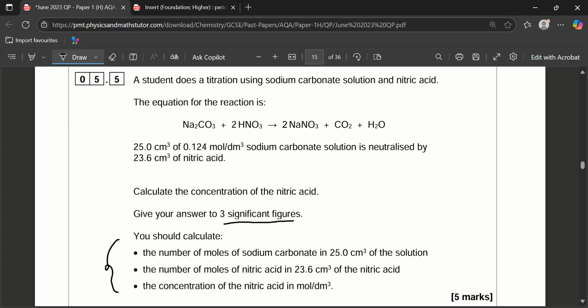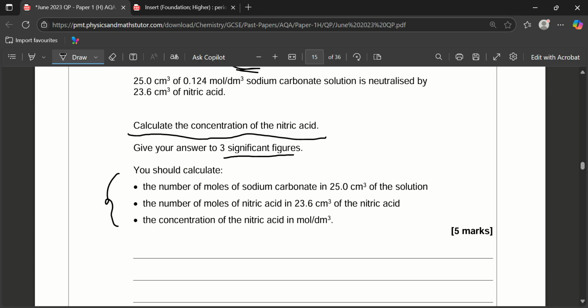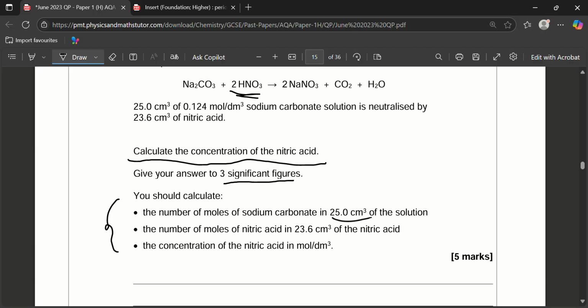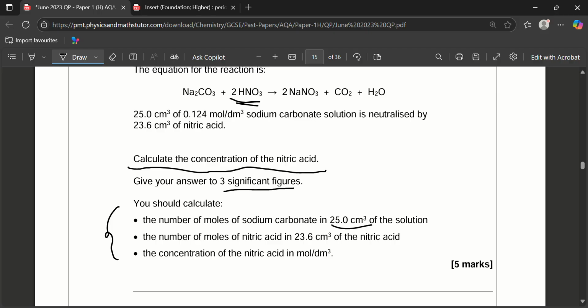5.5, a titration calculation question. Oh, they've given us the steps here. So all we have to do is follow these steps and always answer to 3 sig figs. And the question is actually to calculate the concentration of the nitric acid. Cool. This is going to be a nitric acid, and we find the concentration.